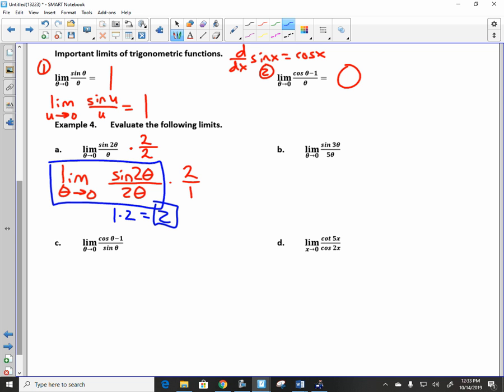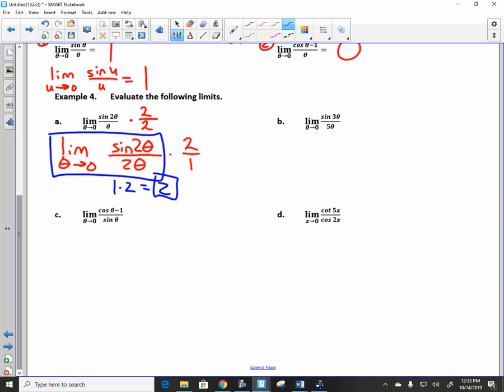Okay, next one. Here we have the sine of 3 theta divided by 5 theta. You guys, you can't move this 3, okay? You're taking the sine of it. It would be as though if you said 2x plus 1 to the 100th power, you're like, oh, I'm just going to divide a 2 off. You get that?